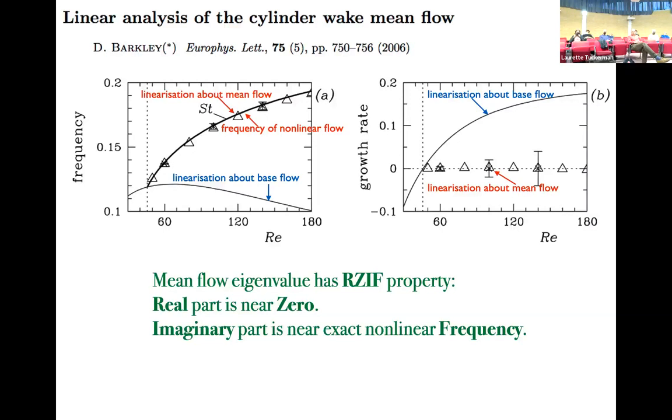What could this mean? So let me give you a name here, because I went around for a long time saying linearization about the mean flow gives you a real eigenvalue, which is 0, and an imaginary part, which matches the nonlinear frequency. And that is a long phrase. So one of my many achievements is to give it an acronym, RZIF, which stands for real, zero, imaginary frequency. Right? Okay.